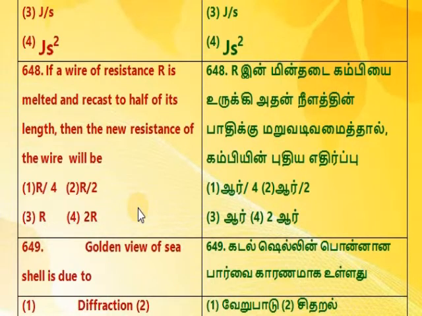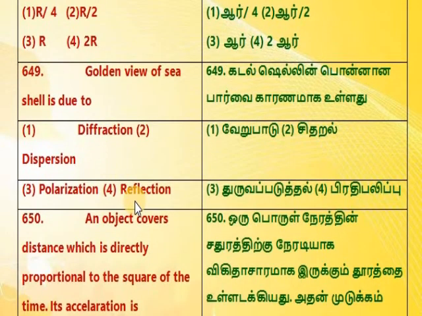648. If a wire of resistance R is melted and recast to half of its length, then the new resistance of the wire will be: 1. R/4, 2. R/2, 3. R, 4. 2R. 649. Golden view of seashell is due to: 1. Diffraction, 2. Dispersion, 3. Polarization, 4. Reflection.